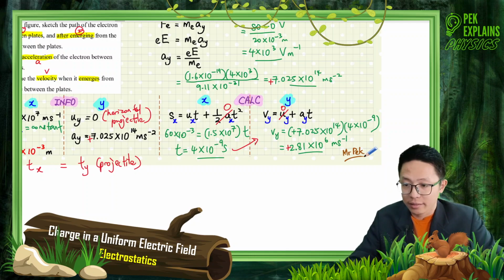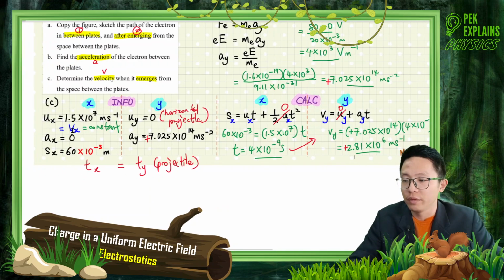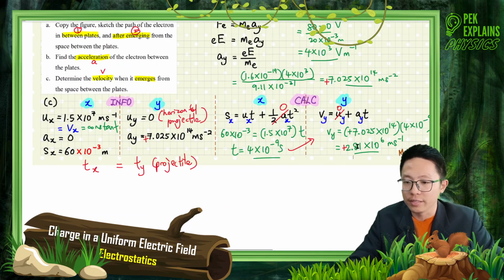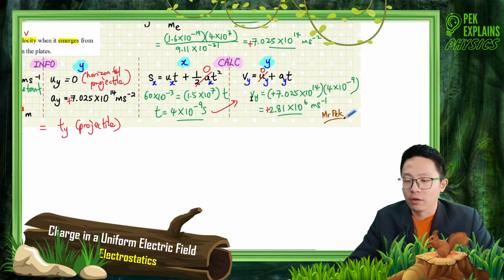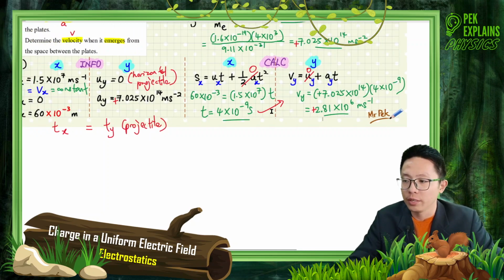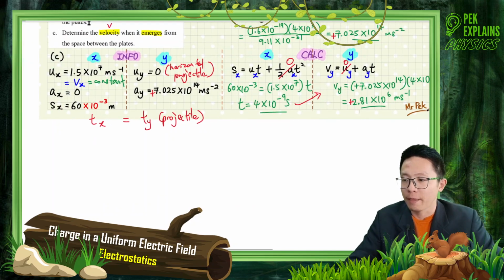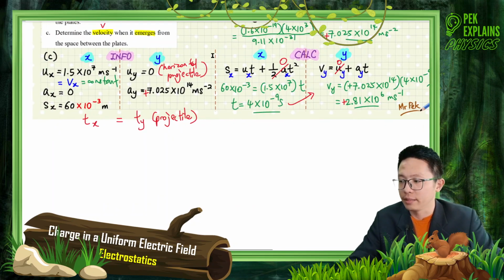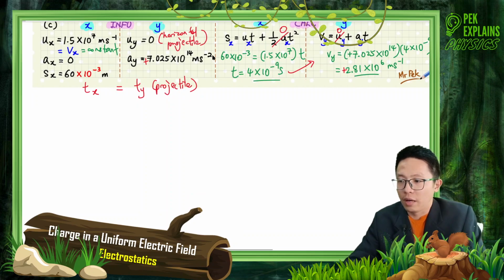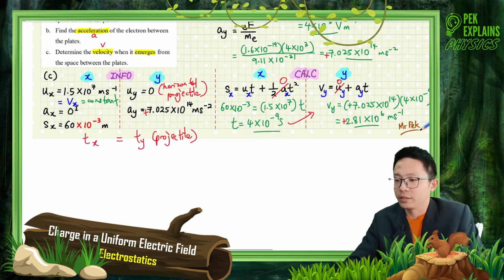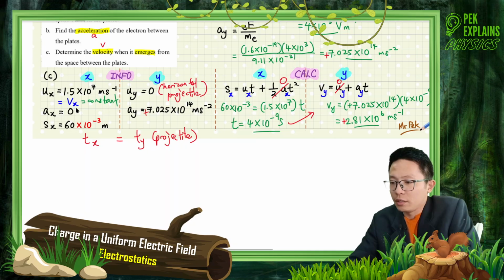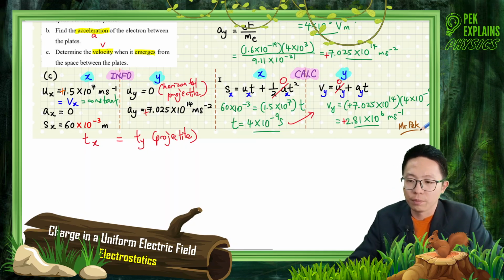Not yet. This is just the y velocity. You haven't combined it with the x velocity to find the resultant velocity. This velocity is positive, meaning it's going upward. That means finally our Vx is also positive, yeah, our Vx is also positive, and our Vy also positive.